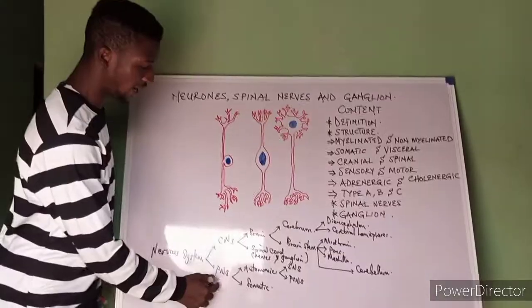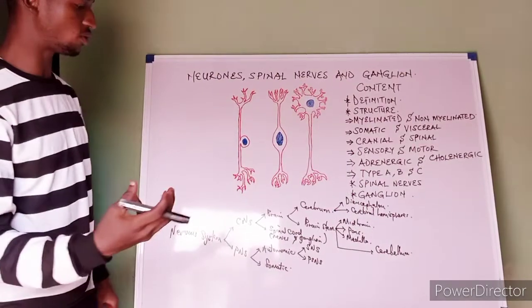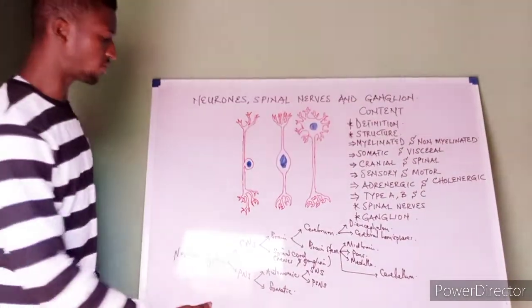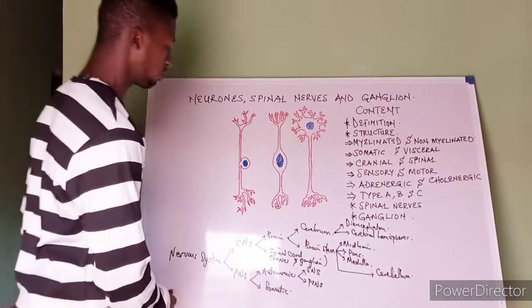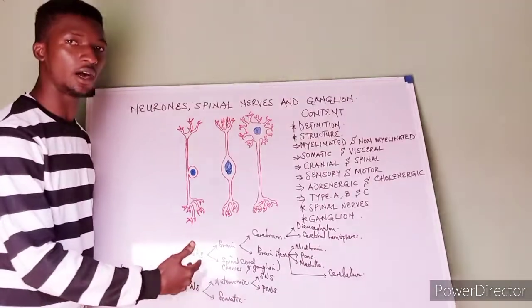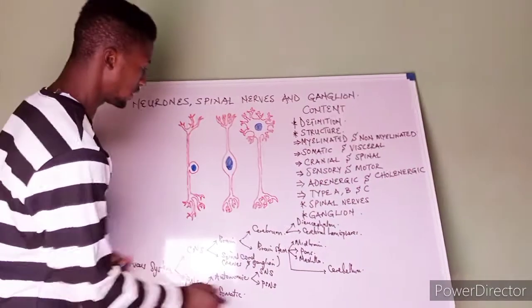Now we have what we refer to as somatic. Somatic means they innervate structural components like the muscles. So that's why we call them the somatic nervous system. They are coordinated by voluntary action. So that's why I refer to them as the somatic nervous system.